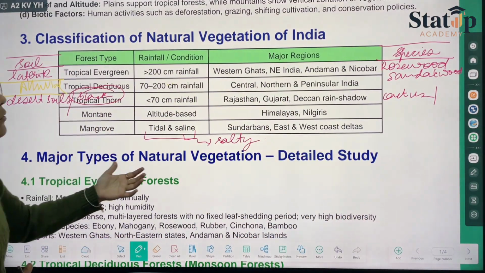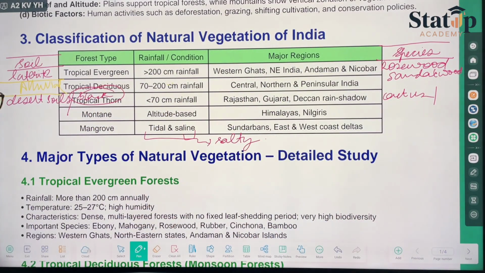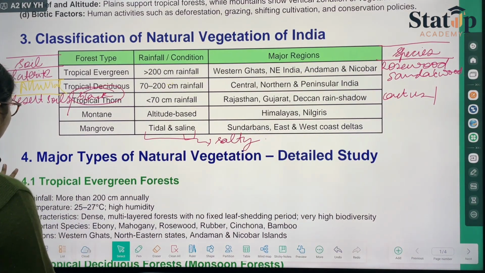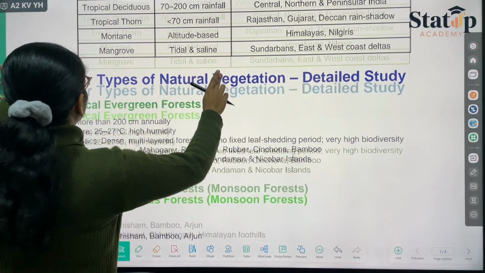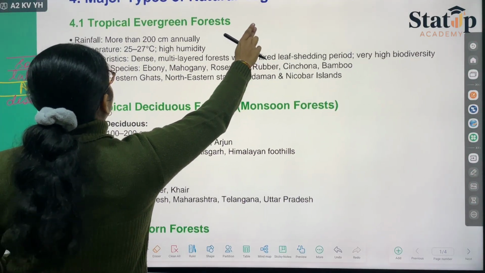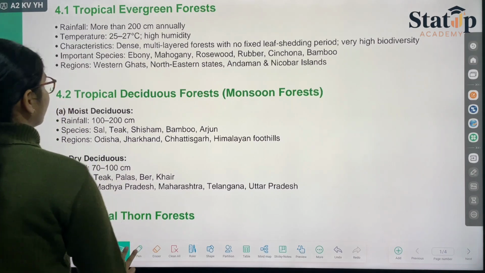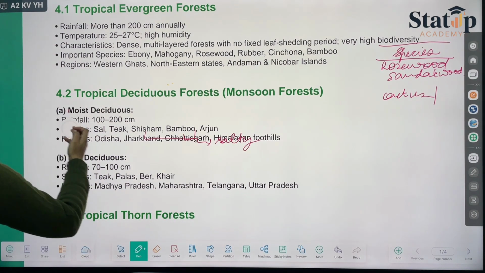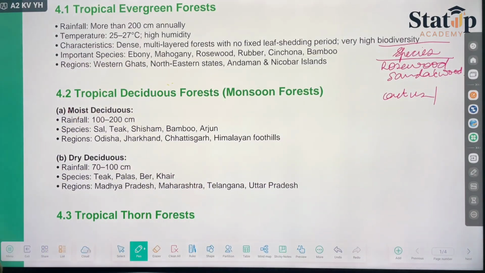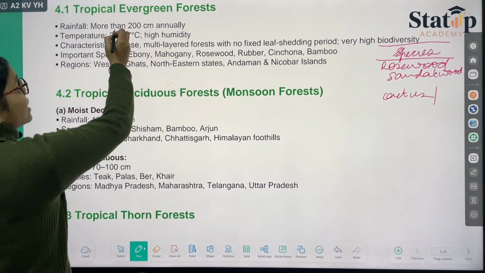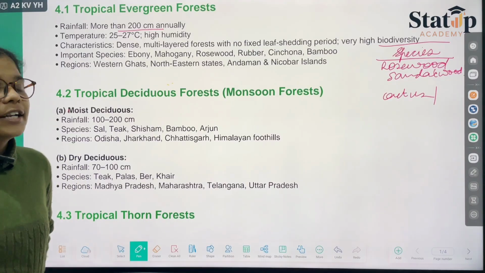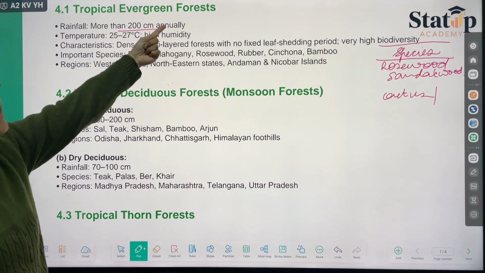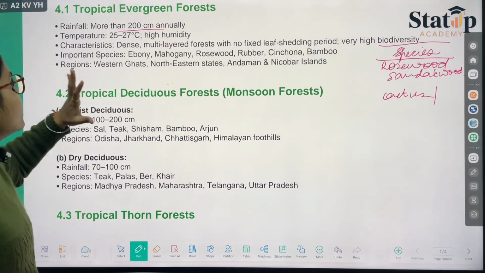Then we have the major types of natural vegetation in a detailed version. Let's see. For the tropical evergreen, as we have just studied, the amount of rainfall that it requires is more than 200. The temperature conditions you can mention if you want to, but mentioning the rainfall is important.